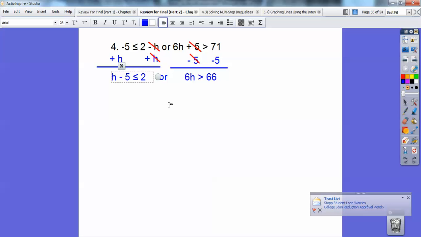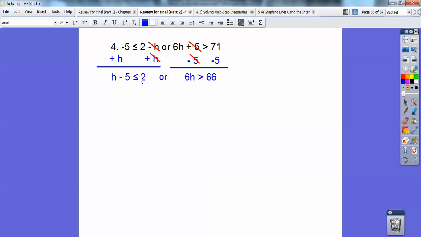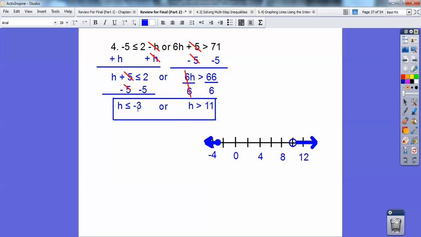Let's see. So I'm going to go plus 5, plus 5. So this one's going to be 7, you guys. And this one you divide by 6 and you get 11. So my graph is going to be wrong and my answer is going to be wrong. So I'm going to go plus 5, plus 5. This should be 7 because 2 plus 5 is 7. So less than or equal to 7.